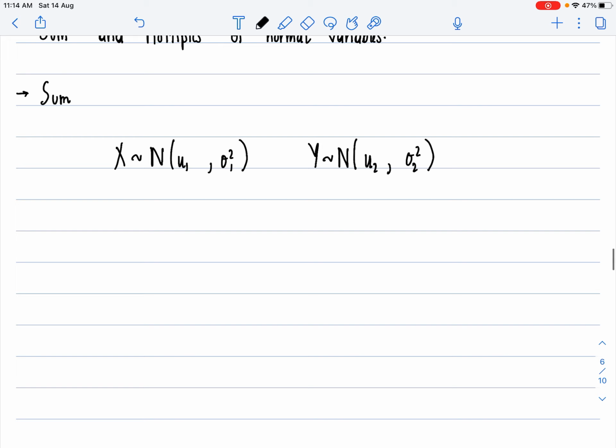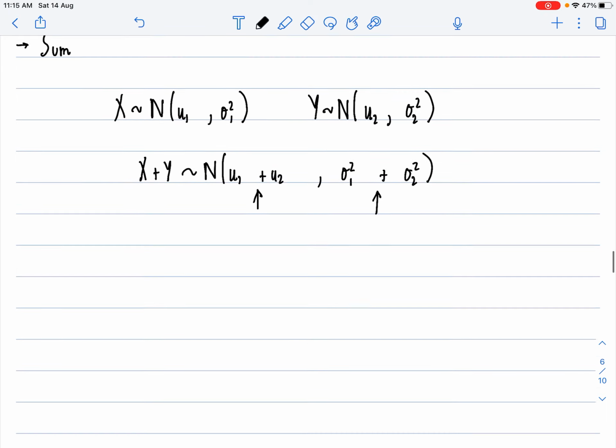Now, there can be two possibilities. They can ask you the distribution of X plus Y. Even this will be normally distributed, and the mean of X plus Y will be mean 1 plus mean 2, comma, the variance will be variance 1 plus variance 2. So this is the combined mean and this is the combined variance. This is what you need to know.